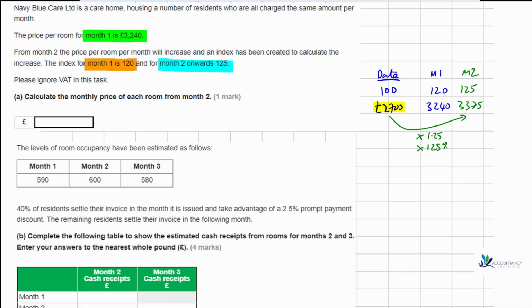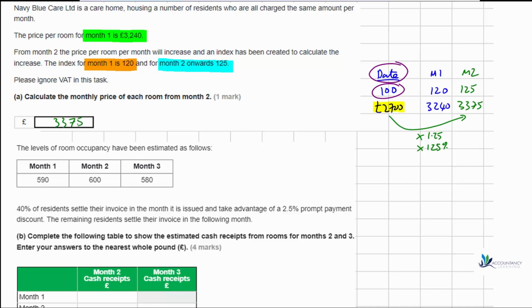So the way that these index numbers work is that we have this fixed date and we say that's going to be a 100 index, and then all future prices will be based on that 100, because using 100 is an easier benchmark than using 2,700 as the benchmark. So in this particular case, we've got our answer of 3,375.